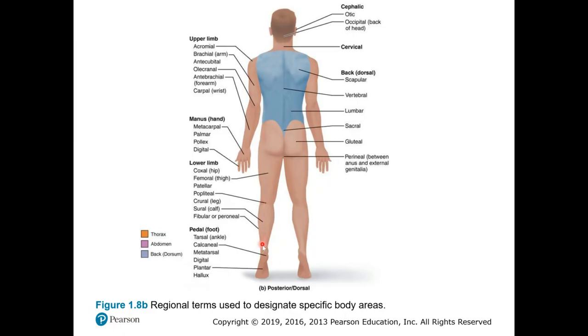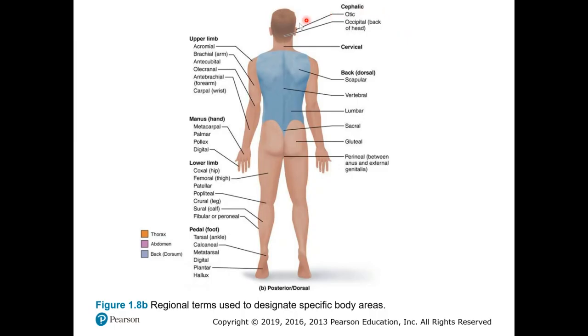Sural for calf. Calcaneal is the heel, and that's also the name of the bone. That big bone that makes up the heel is the calcaneus. Then we get the plantar region, bottom of the foot. Plantar. Don't get plantar fasciitis. That's an inflammation of the, it's like bursitis, only in the bottom of the foot. You don't want that.